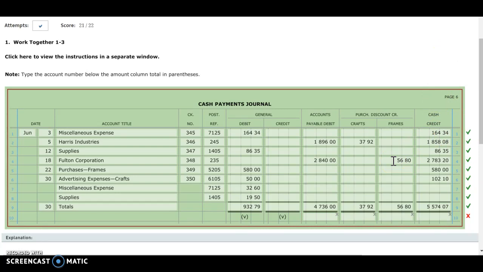All right, that was the end of the 1-3 work together. So now you can go on to the 1-3 on your own and then on to your application problems.